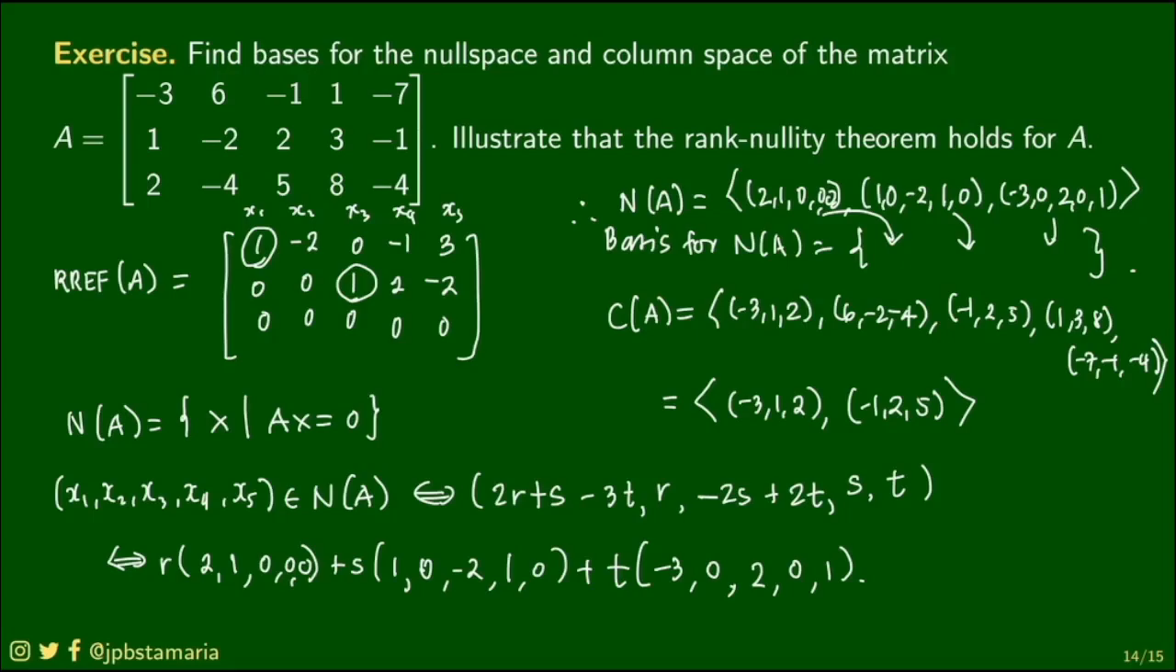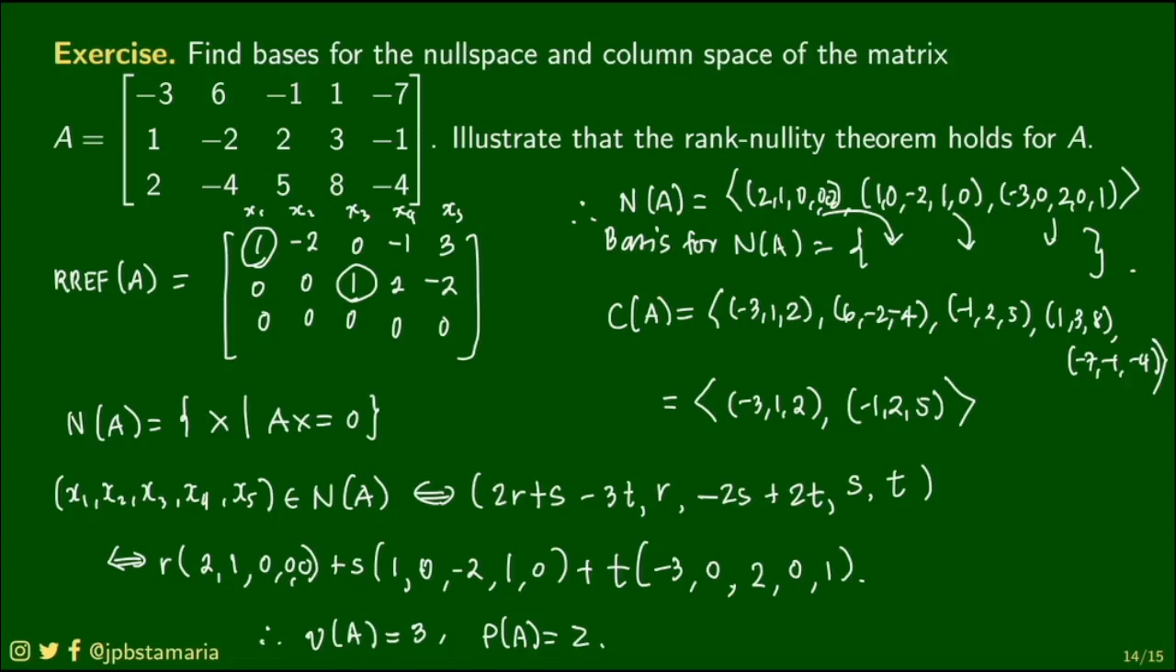So in this case, what can you say about the nullity of A? The nullity of A is 3. It was generated by 3 vectors. And the rank of A, which is the dimension of the column space, is 2. And as you can see, once again, 3 plus 2 is equal to 5. And 5 is the number of columns, which corresponds to the dimension of the domain. Okay?